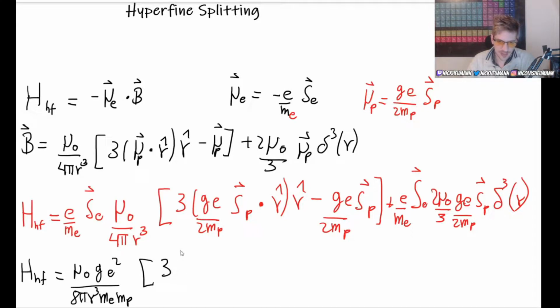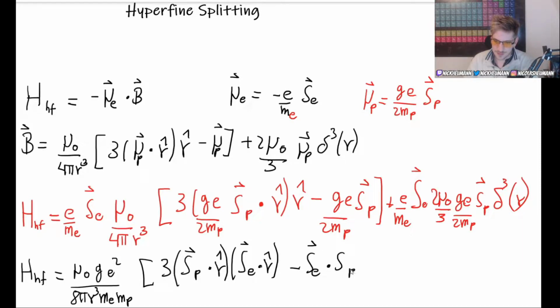So we get 3 times, and then we have this dot product. The dot product will give us a scalar, so we can just commute it with the S_e vector. So that means that we can just write the vector afterwards and write it like this. So S_p · r, S_e · r, right? We simply multiply it through, and we still have this term, so we get minus S_e · S_p.